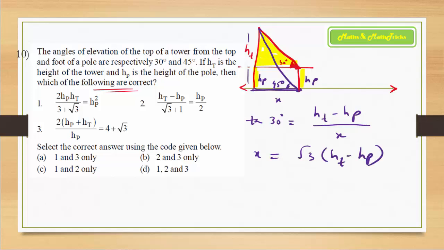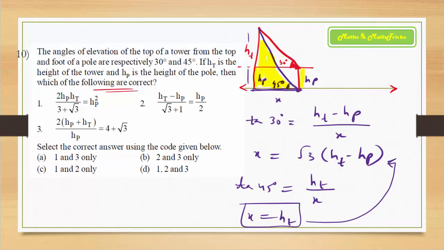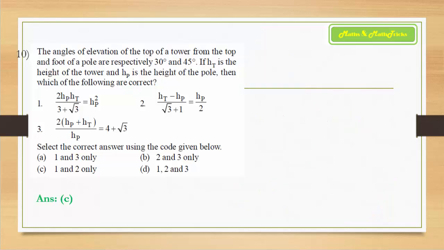Right? Now when you use tan 45 degrees, I am considering this particular triangle where there is a 45 degree angle. The opposite side for this 45 degree angle will be the whole HT, the height of the tower, divided by X again. So X becomes HT directly because tan 45 is 1. When you substitute the value of X in the above equation, you get a simplification which will give you the answer. That answer will be option C, that is, 1 and 2 are correct.